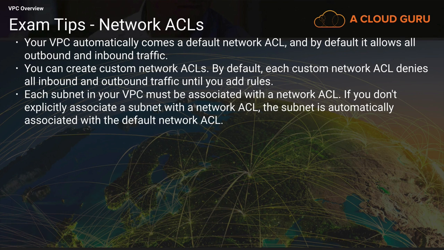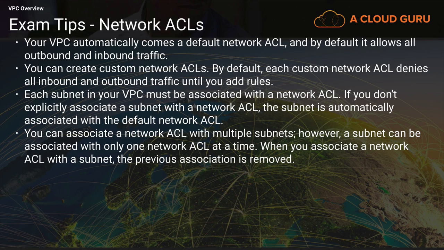Each subnet in your VPC must be associated with a network access control list. If you don't explicitly associate a subnet with a network access control list, the subnet is automatically associated with the default network access control list. You can associate a network access control list with multiple subnets. However, vice versa, you can't have a subnet that's associated with multiple network access control lists.